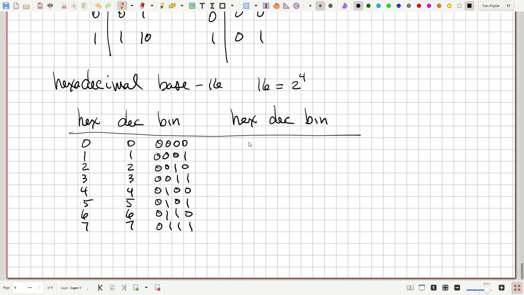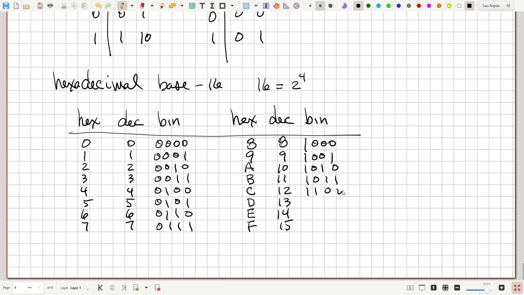From 7 we go to 8, 9, and then 10. We want to have only one digit, so we start to use letters. A is 10, B is 11, C is 12, D is 13, E is 14, and F is 15. So this is 8 through 15. And the binary numbers would be the same ones we had before, but with the first column, the 2 to the third column, replaced with a 1. So 1000, 1001, 1010, 1011, 1100, 1101, 1110, and 1111.